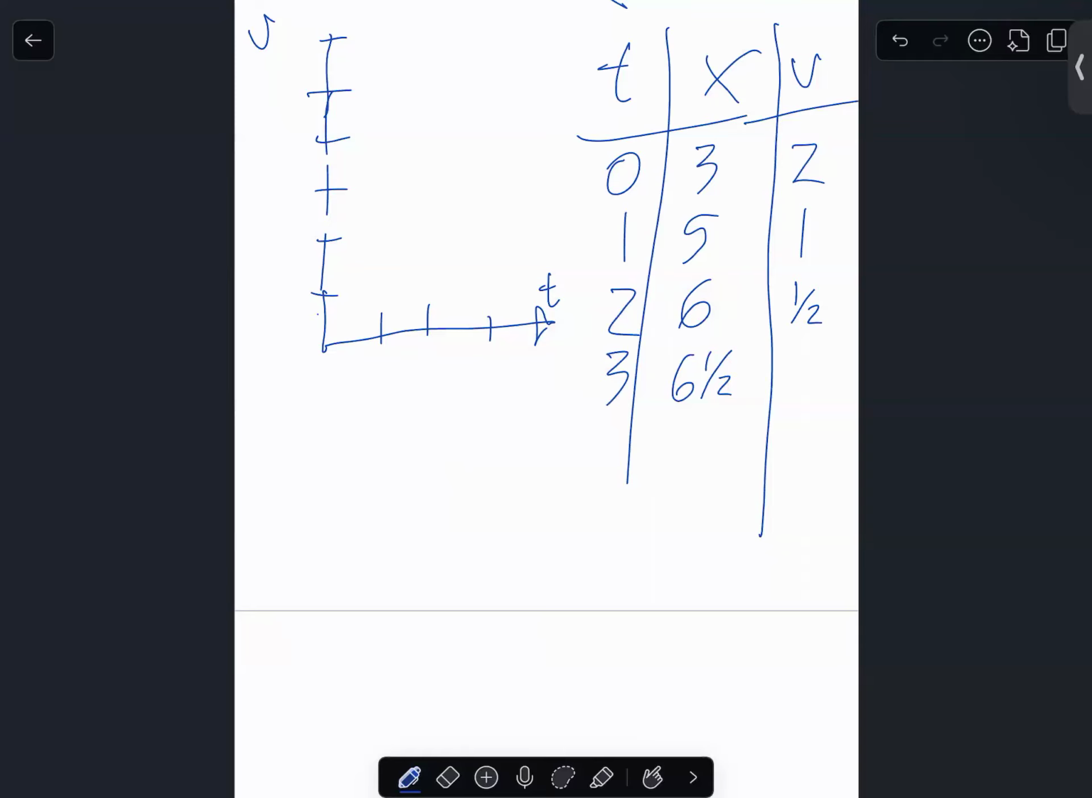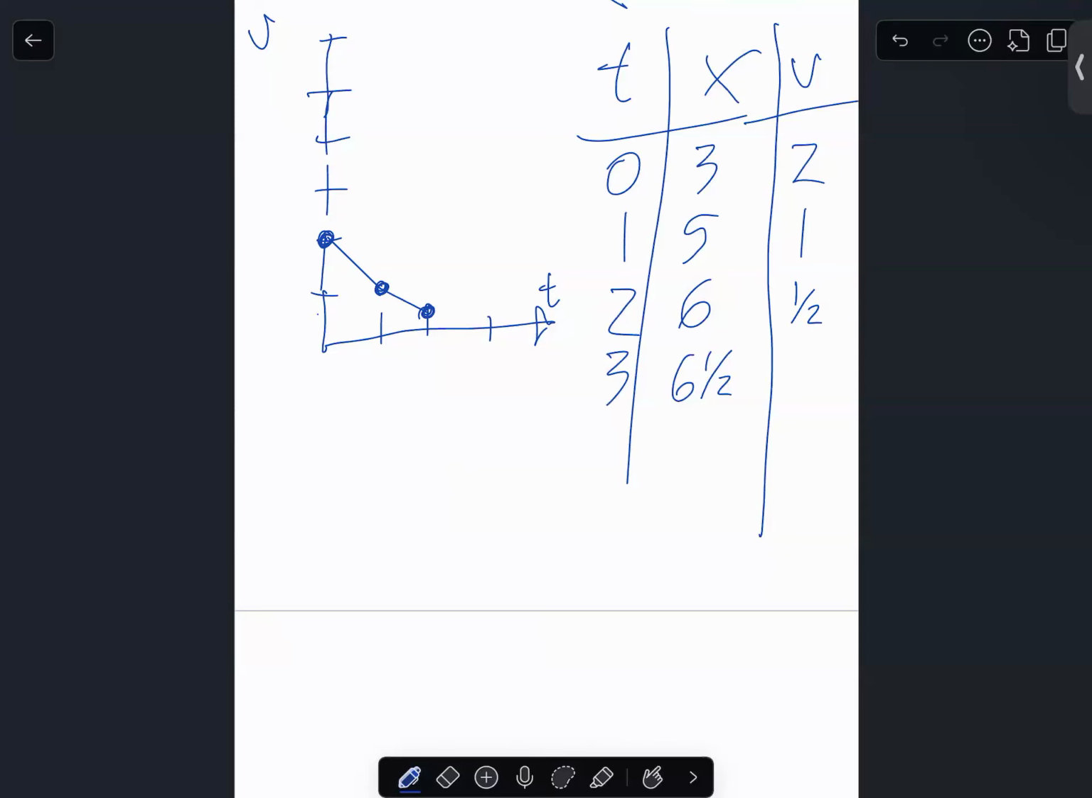So if I'm graphing V versus T, at time 0 I go at 2. At time 1 I go at 1 meter per second. Time 2 I go at half a meter per second. And then if I want to do the algebra 1 thing, I can draw connecting lines. Is velocity positive or negative? Positive values. 2, 1, 1/2.